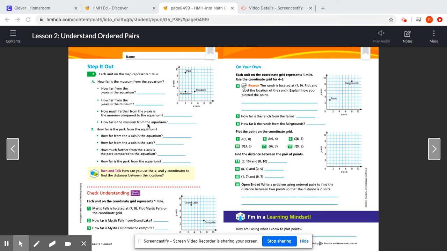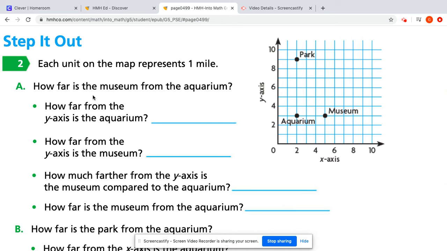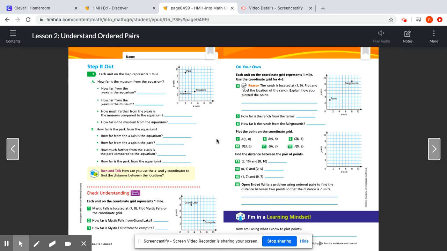Okay, so let's continue on page 479. On page 479, it asks how far is the museum from the aquarium? Remember that each unit on the map represents 1 mile. So between 0 and this line right here is 1 mile. From 0 to 2 on the x-axis, that's 2 miles, and so on and so forth.